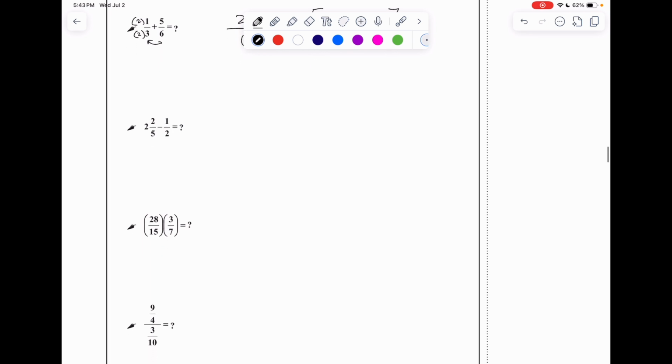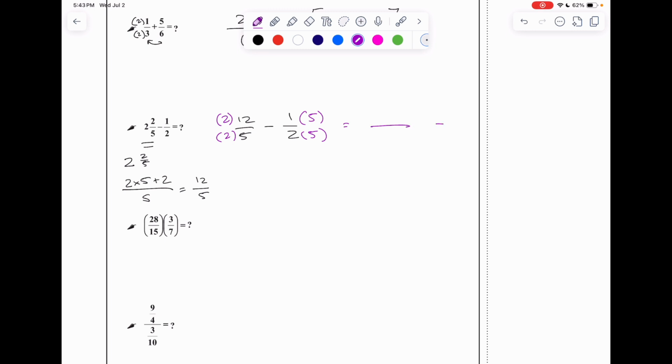Now here, I have a mixed number, so I'm going to change that into an improper fraction by taking the 2, multiplying it by the 5, and then adding the numerator 2, putting it all over the denominator. So that's going to give me 12 over 5. So I have 12 over 5 minus 1 over 2. I need to get a common denominator. If I multiply the bottom by 2 here and the bottom by 5 here, I'll have to multiply the top by 5 over here and the top by 2 over here.